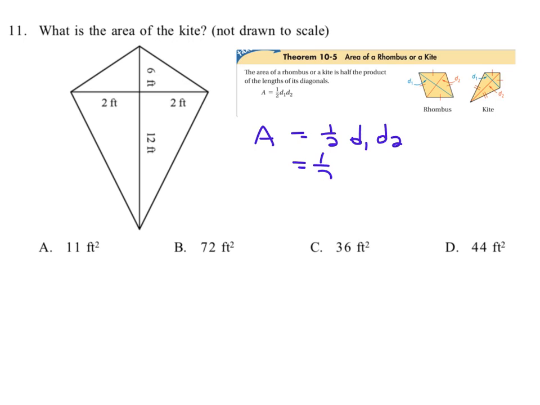And then let's see if we can plug in those numbers. Where do we get those numbers? Well, follow my laser pointer over here. If this is 2 and this is 2, then we have a diagonal length of 4. So that's one of our numbers. And then follow my laser pointer again. If this is 6 and this is 12, we have a full diagonal length, second diagonal length of 18.